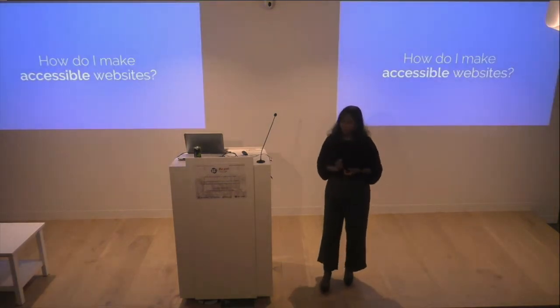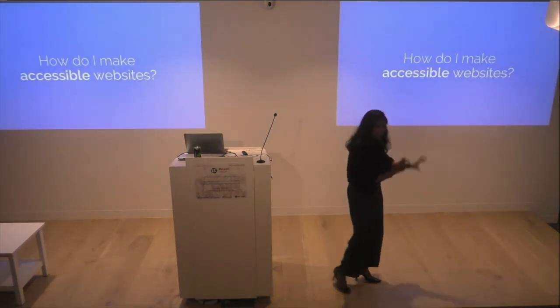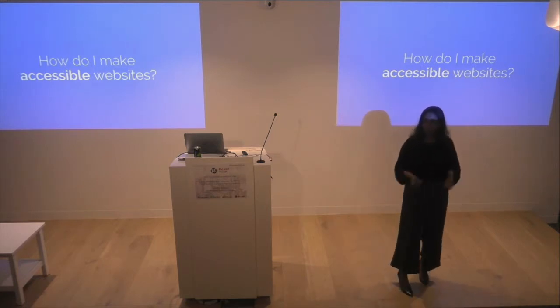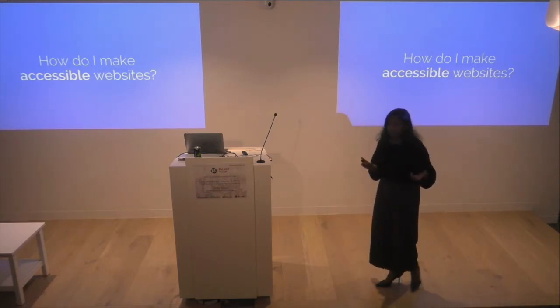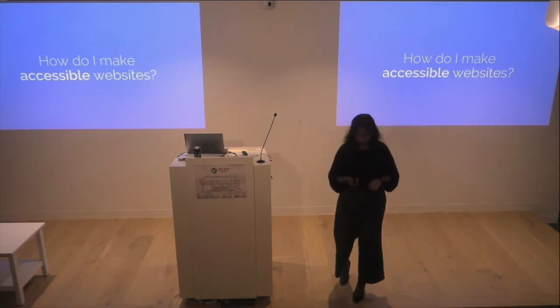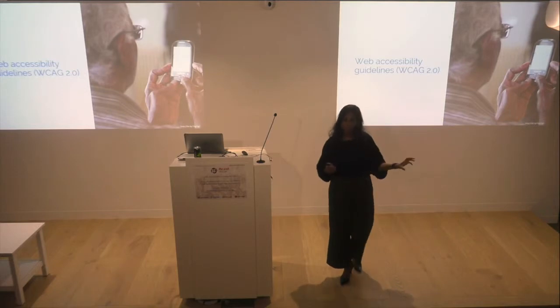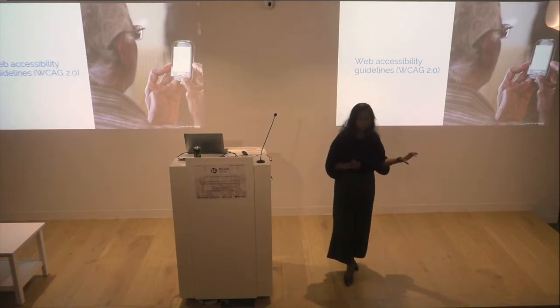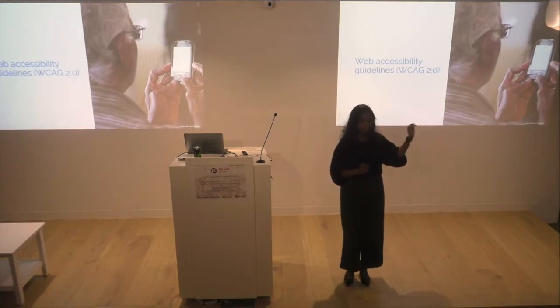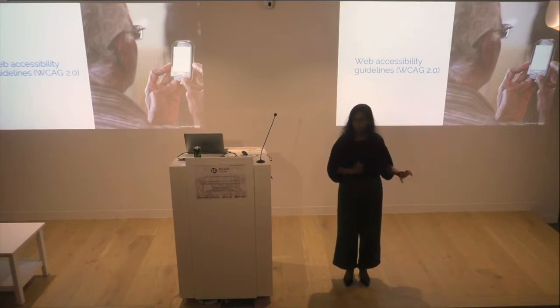So now you might be thinking, all right, now we know these are the different reasons why we need to make our website accessible. So how do I make my website accessible? Where do I even start? Well, the first step is web accessibility guidelines. I'm not sure if you know about it. This is a set of guidelines that the consortium has put together to say, well, these are the different things that you could do to make your website accessible.